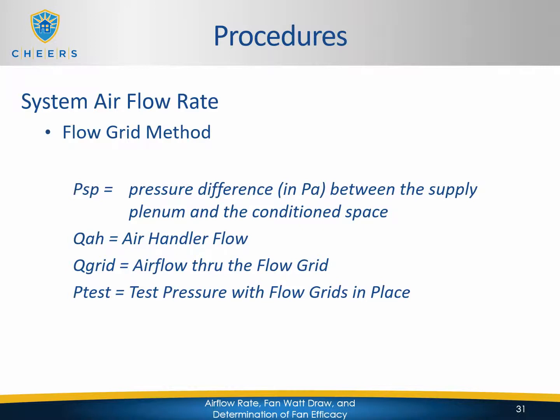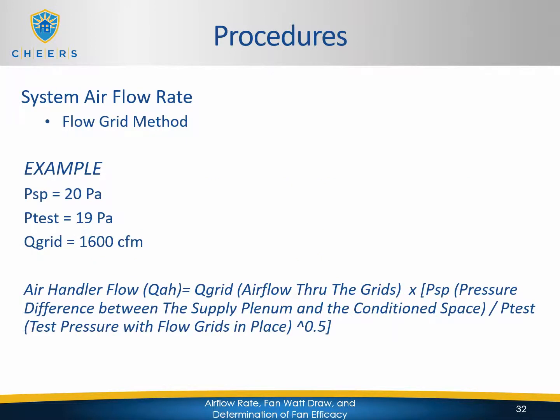And again, PSP is the pressure difference in pascals between the supply plenum and the condition space. QAH is the air handler flow, which you're trying to find. The Q grid is the airflow through the flow grid. If you have multiple grids, you want to add those up together. And then you have the P test, which is the test pressure with flow grids in place. And again, we're going to be using the same variables that we used before, just for a different particular equation.